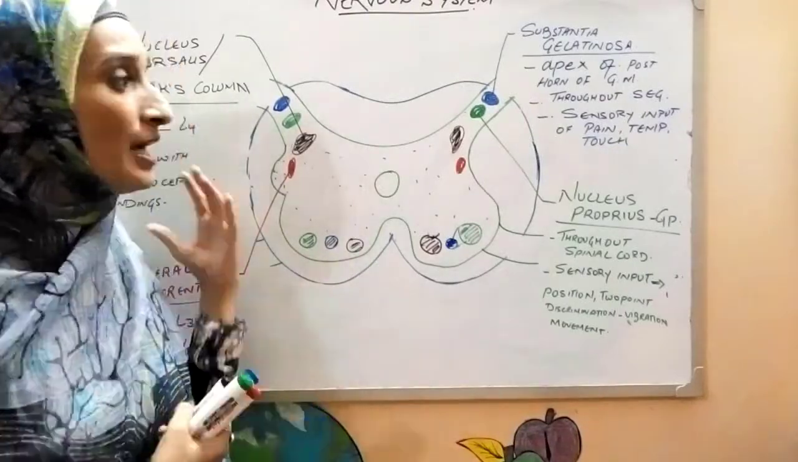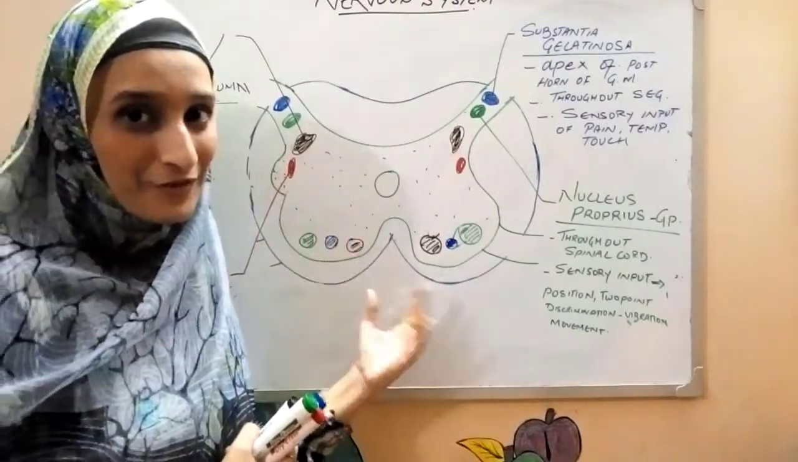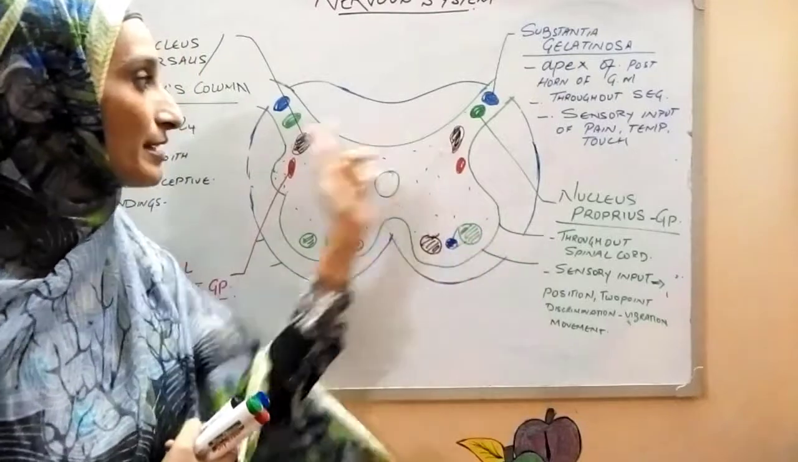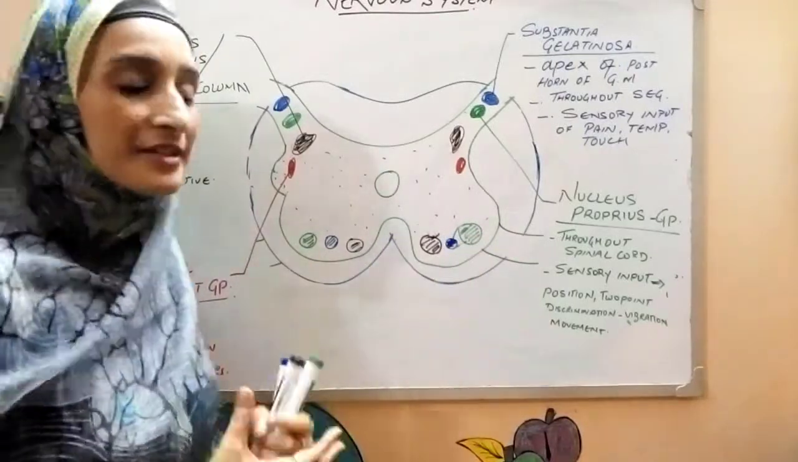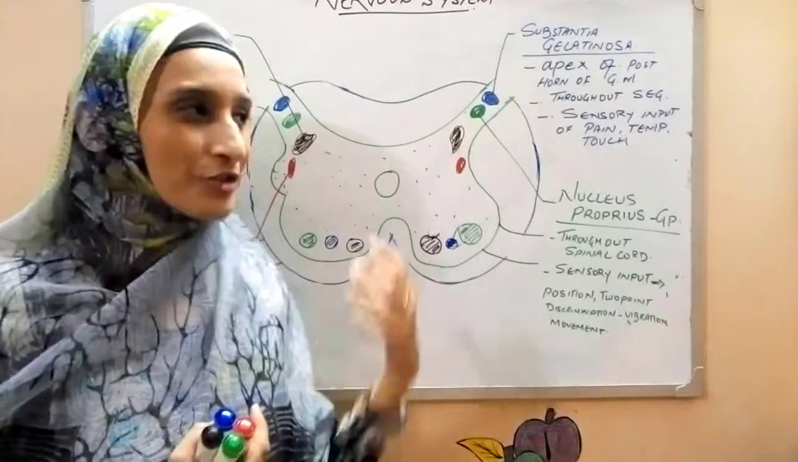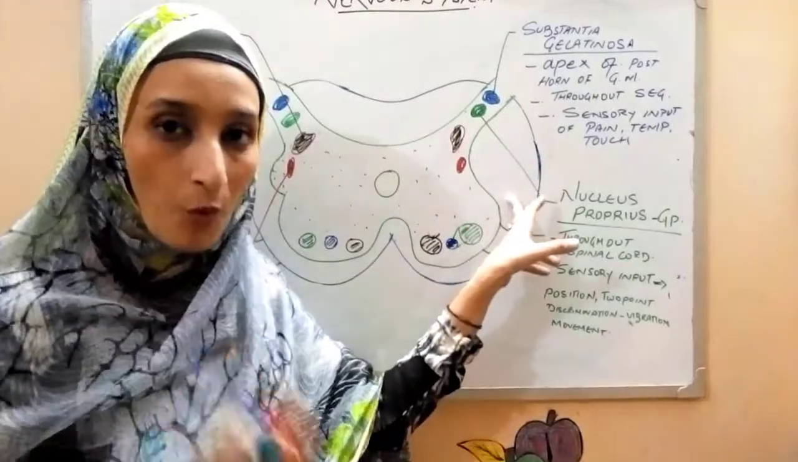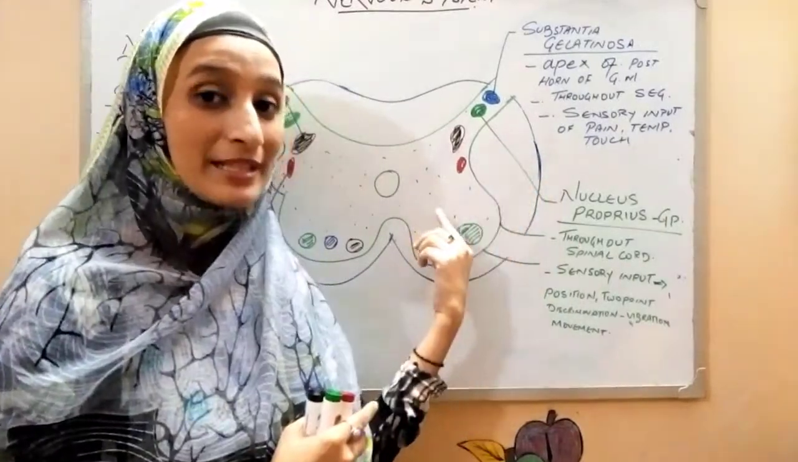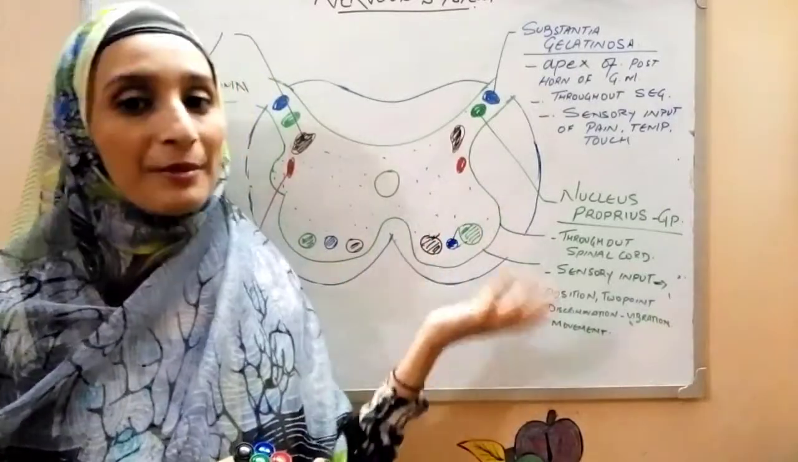Simple as that. This was all about the gray matter, and now let us talk about the white matter of the spinal cord, which is surrounding the gray matter. In general, we know that the white matter contains the axons of the nerve cell bodies. Why does it appear white? The nerve fibers arising from these nerve cell bodies are highly myelinated, and therefore they appear white.